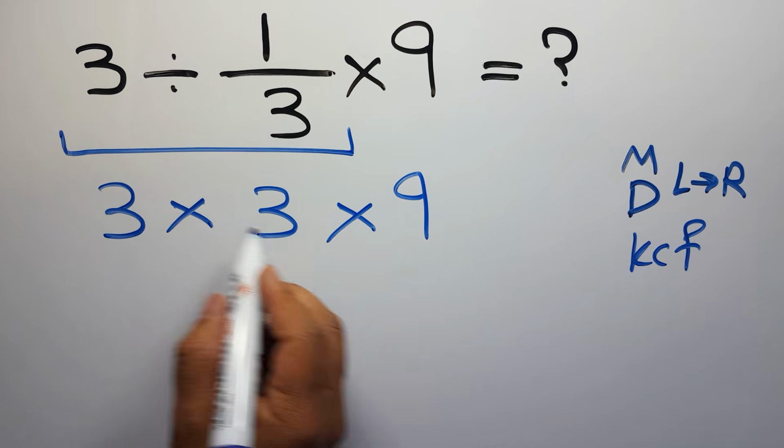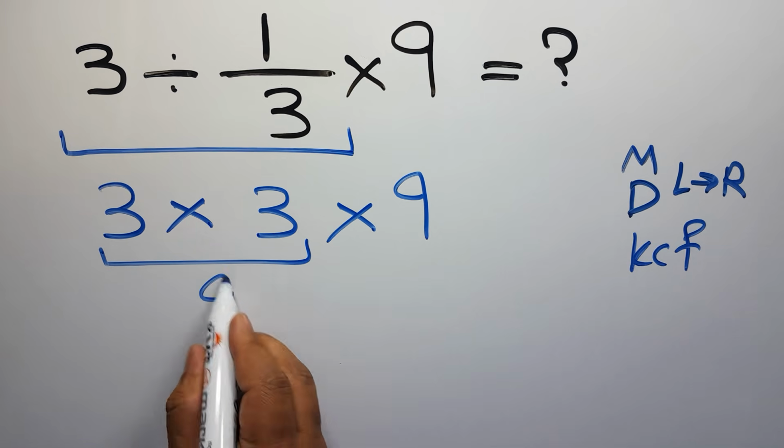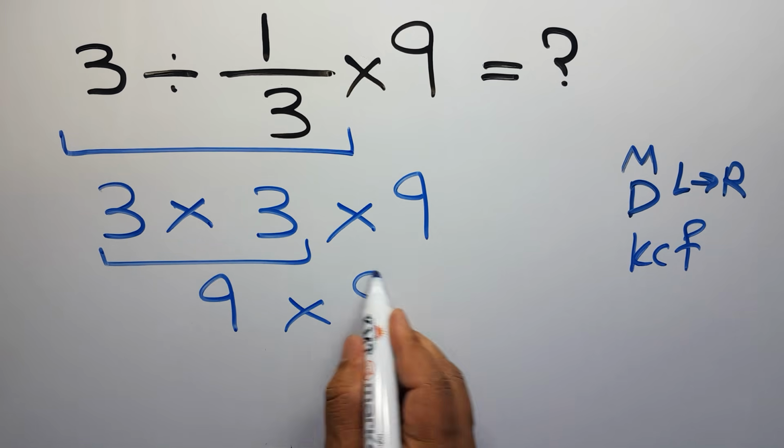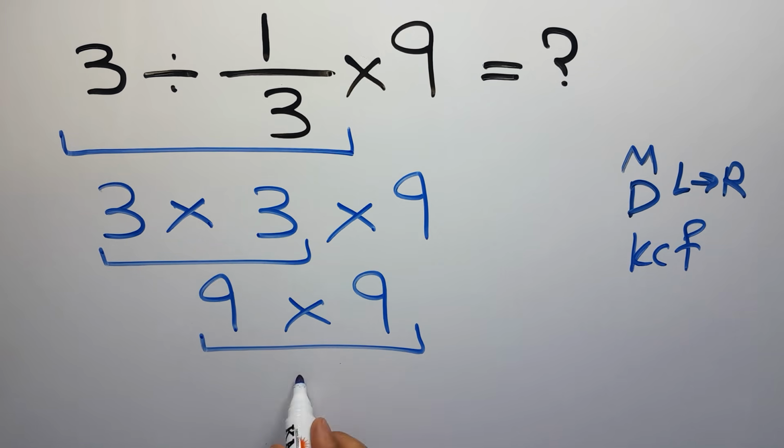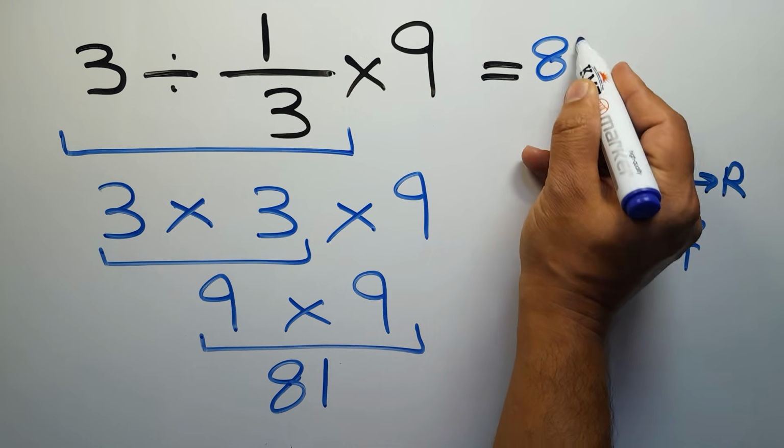Okay? 3 times 3 gives us 9, and the 9 times 9 equals 81. And this is our final answer to this problem. The correct answer is 81.